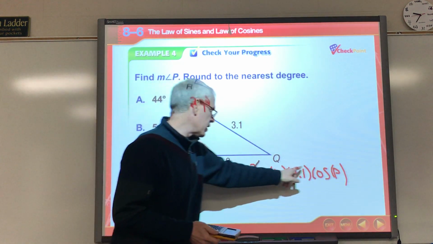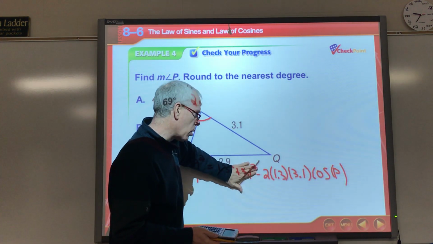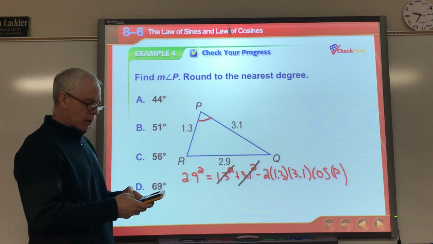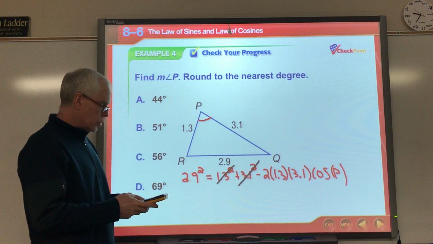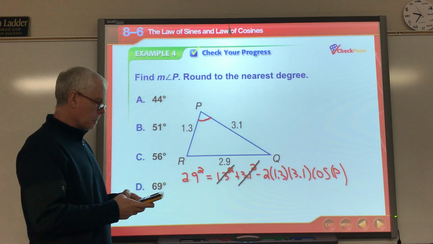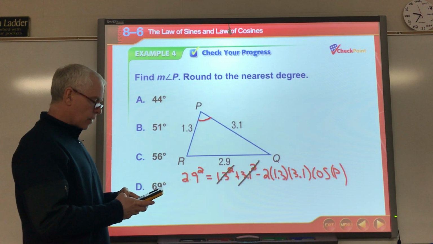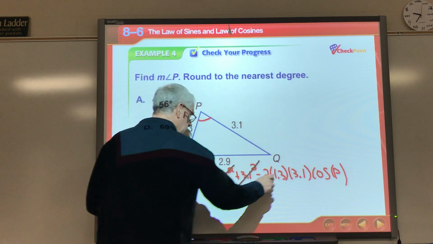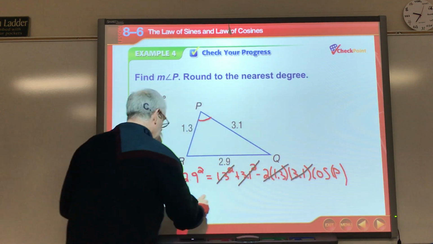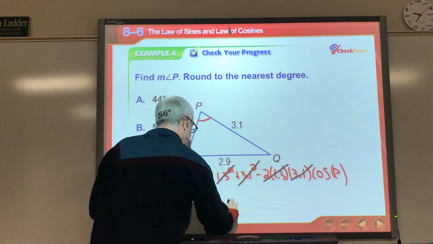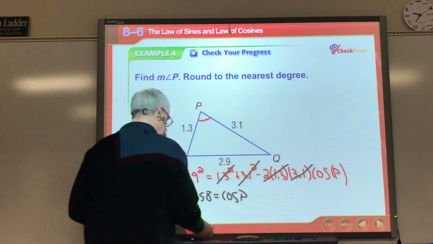Well, I still have all of this stuff over here. This stuff's really just being multiplied by cosine P. So I'm going to divide by parenthesis negative 2 times 1.3 times 3.1. Okay? And now I've got 0.358. And so I've eliminated all of this stuff too. So now I've got 0.358 equals the cosine of p.